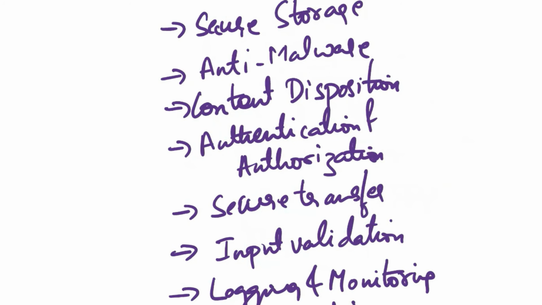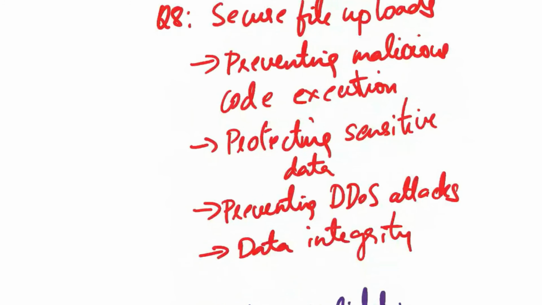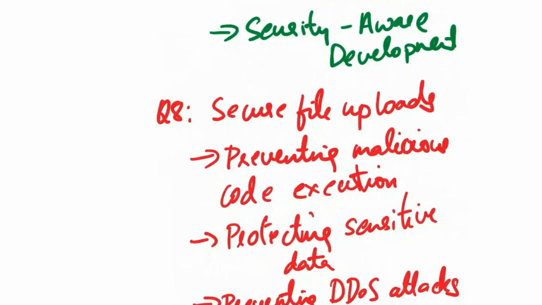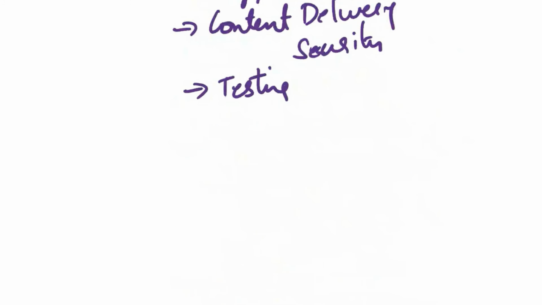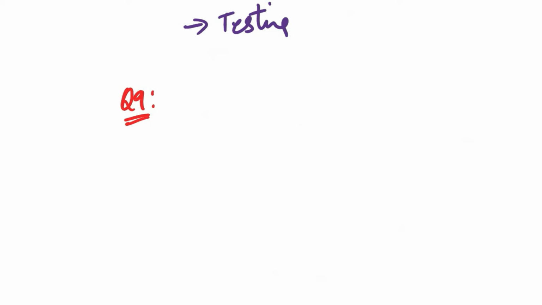So, by following these practices, you can create a secure file upload process that mitigates the risks associated with file uploads in web applications. Let's go to the next question. Explain the importance of keeping software and libraries up to date for security.